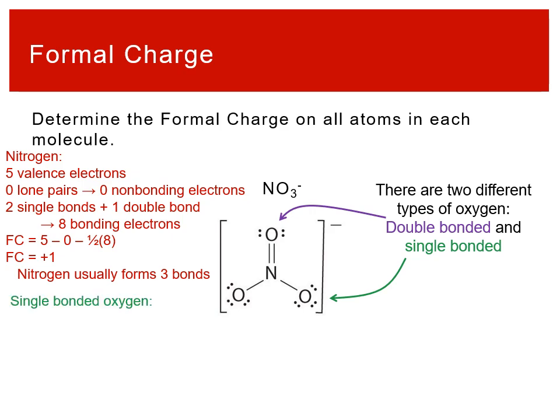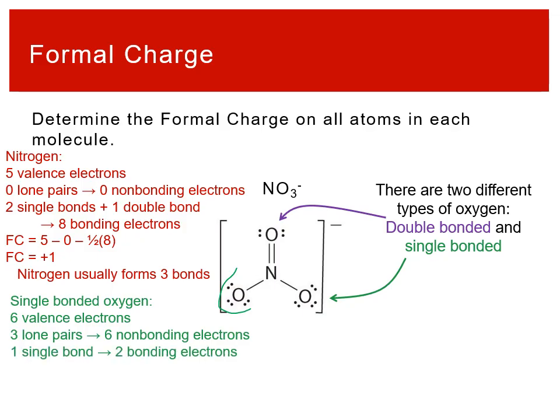So let's start with those single bonded oxygens. Oxygen has 6 valence electrons that it brings in. In this case, the single bonded oxygens have 3 lone pairs. That's 6 non-bonding electrons, and then they just have that single bond for 2 bonding electrons.